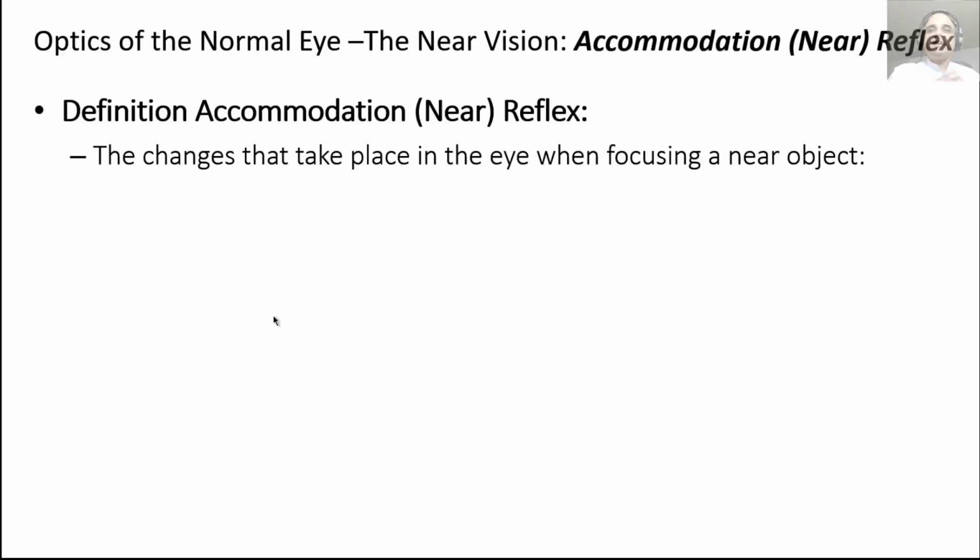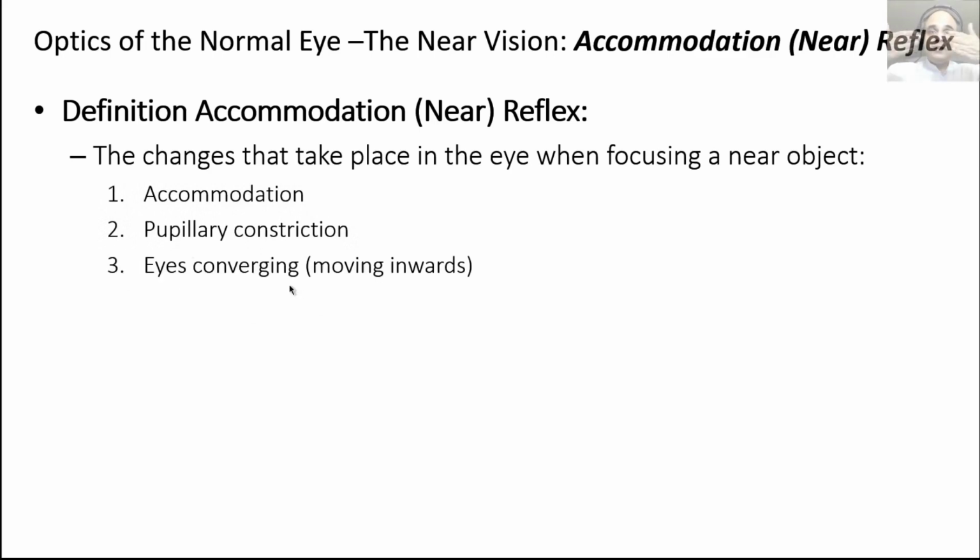This accommodation reflex or near reflex takes place when you are looking at something closer than 6 meters. The changes that take place in an accommodation reflex or a near reflex are 3: accommodation, pupillary constriction, and eyes moving close together, or converging. All of these 3 are called the accommodation reflex or the near reflex.